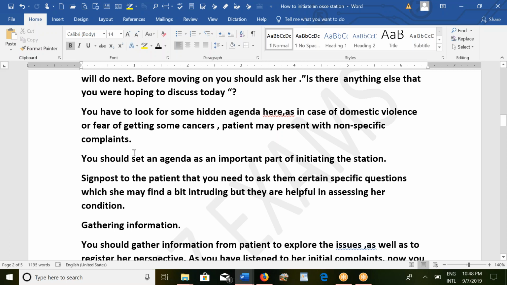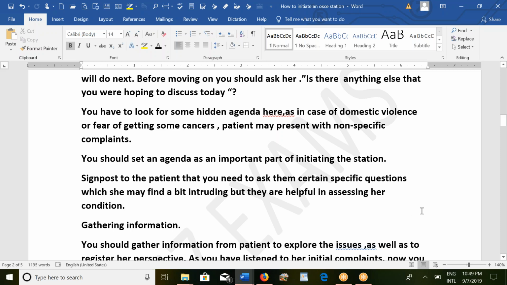Then, once you are sure what the patient has told you, you should set an agenda as an important part of initiating the station. Signpost to the patient that you need to ask them certain specific questions which she may find a bit intruding, but they are helpful in assessing her condition.